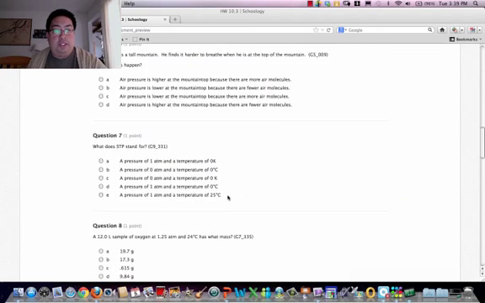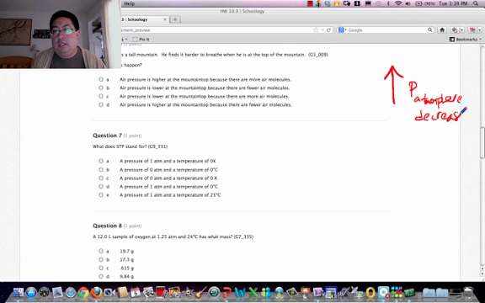Scroll down to question 6. As a hiker climbs a tall mountain, he finds it harder to breathe. And why does this happen? Remember, as we go up in the atmosphere, the pressure of the atmosphere decreases. Okay, so as he goes up, there's less air, so it's harder to breathe.